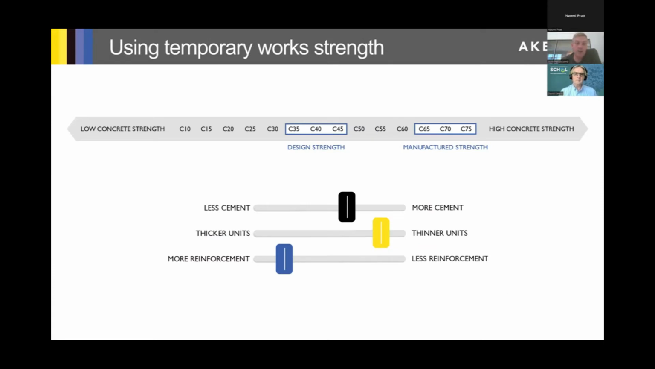Touched on it, use temporary work strength. So if you've got design strength at say C35, C45, actually you're making it at C65, 75 for that temporary works purpose, whether that's stripping molds, whether that's for any other reason. How can you use that back in design? So can you use less reinforcement? Can you use thinner elements, more or less cement? So playing around with that graphical equalizer to get the right balance, and making sure that in those silos we're not making individual decisions that we're not getting the benefit of waste that occurs further on down the path.